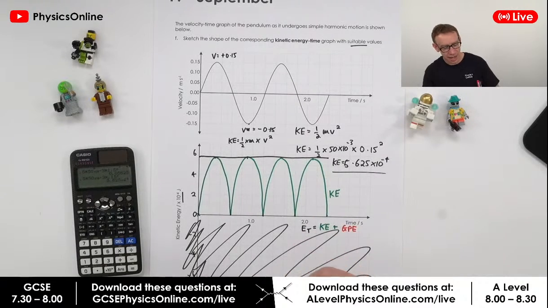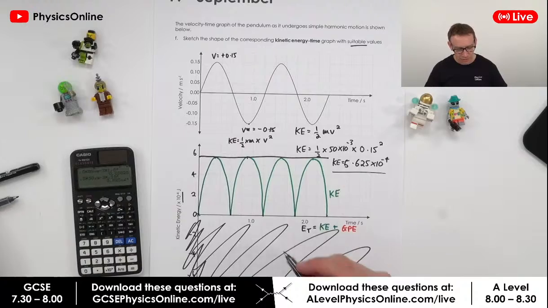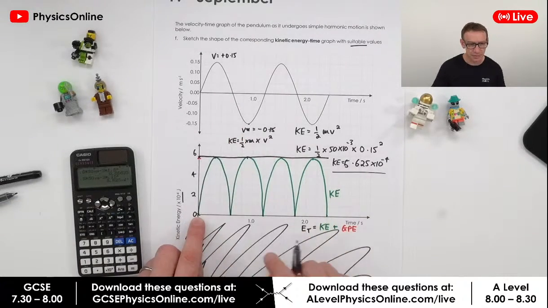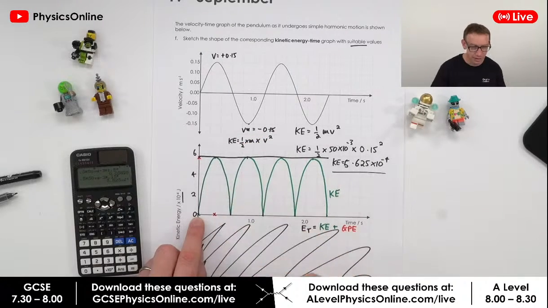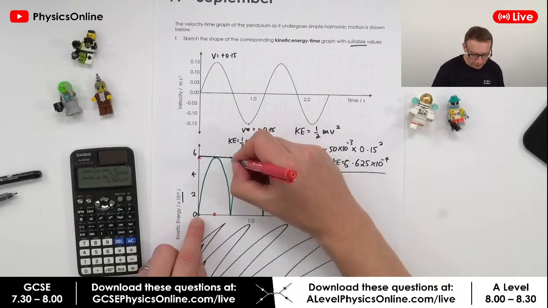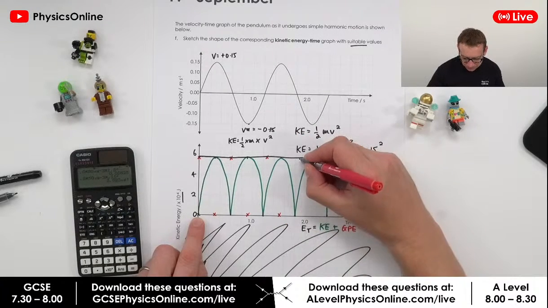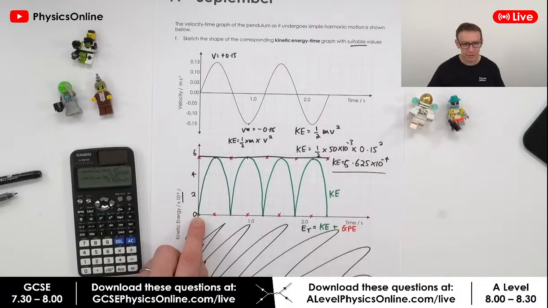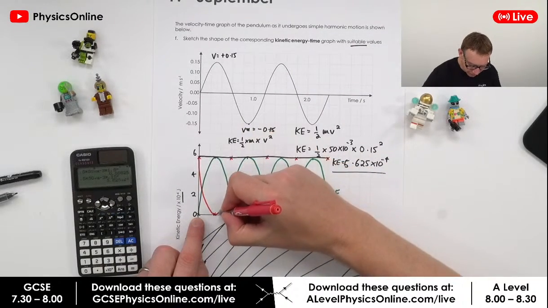If we wanted to look at the amount of gravitational potential energy, well, effectively, when that's got no kinetic energy, it's going to have maximum gravitational. And when it's got maximum kinetic, it's going to have no gravitational, and vice versa. So I'm just going to put in these points over here. And what we can then do is actually look at the other kind of graph we could plot on the same axis, which would look a bit like this.